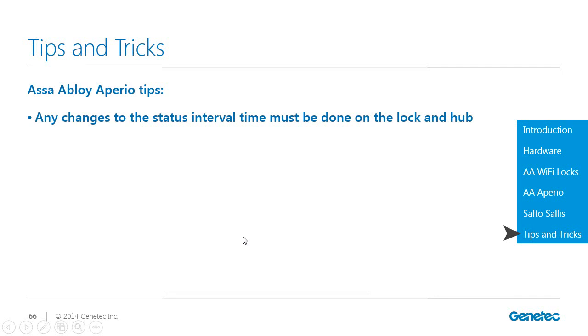If you're making any changes to the status interval time on the Aperio locks, make sure it's done on both the lock and the communication hub as well. The time should be consistent on all locks connected to the same hub, and generally the interval should be shorter on the lock so we don't get any intermittent offline situations.